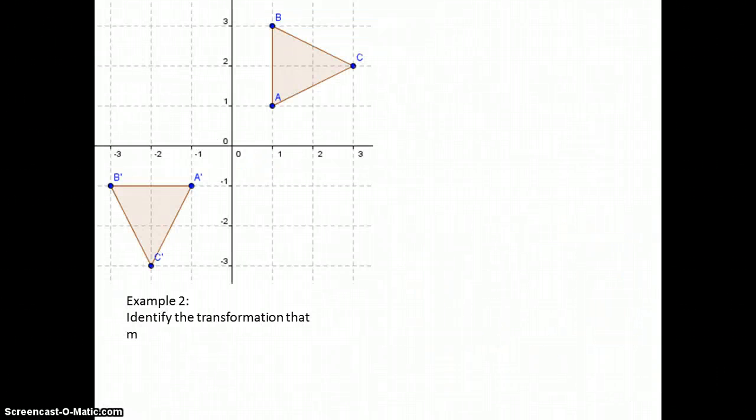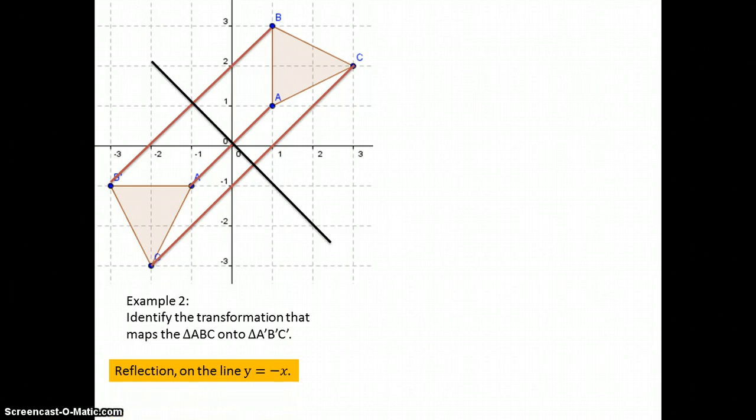Example 2. We need to identify the transformation that maps the triangle ABC onto the triangle A'B'C'. First of all, we start by joining the corresponding points A with A', B with B', and C with C'. Since we see here that the lines are parallel, this is a reflection, therefore the mirror line is the midpoint of these lines. The answer is a reflection on the line y = x.